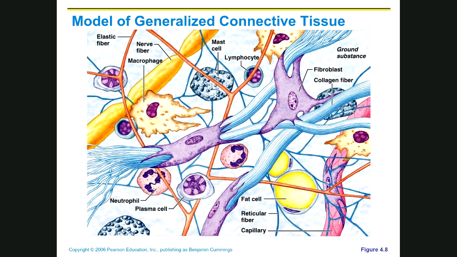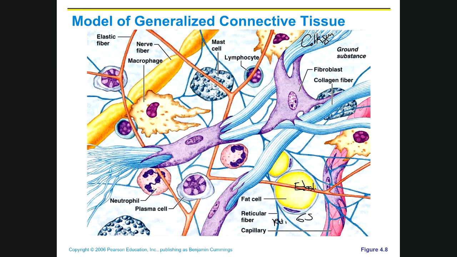So we go back to this one. I don't really like this picture that much because I wish they would have chosen different colors. But here's collagen. Collagen is thick. It's like a cable. And there's elastin right there. And then here's the reticular fibers right here, these light blue ones. This is the ground substance here, and then we have cells.